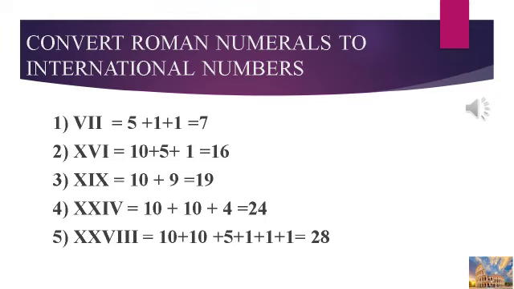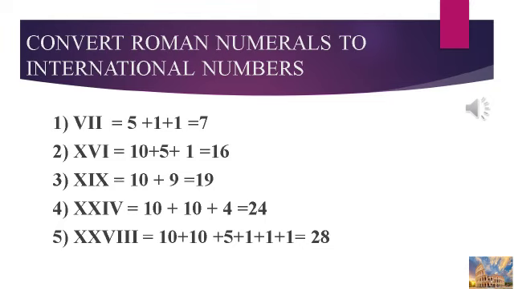In the second example, XVI. So X equals 10, V equals 5 and I equals 1. When we add all the three digits, 10 plus 5 plus 1, we will get 16.